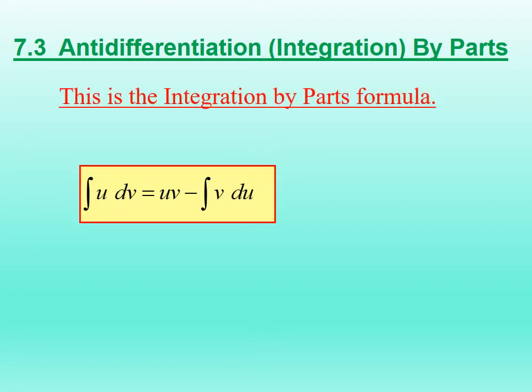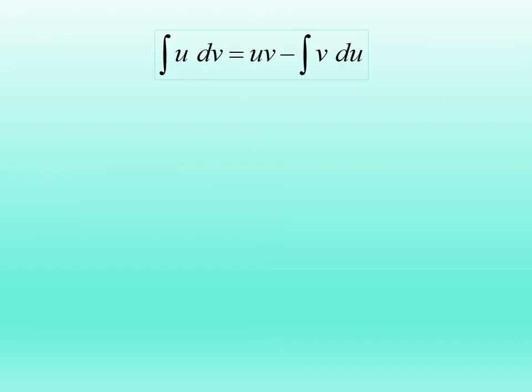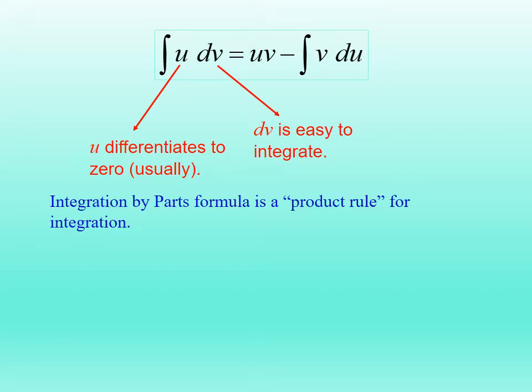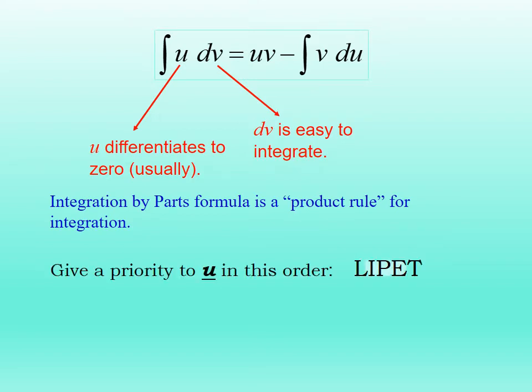This is the integration by parts formula. The integral of u times dv is equal to u times v minus the integral of v times du. Now let's see how to assign functions into u and dv. U takes the function which is easy to differentiate, and the derivative goes to 0 at some point upon multiple differentiation. And dv takes a function which is easier to integrate. Integration by parts formula is the product rule for integration.